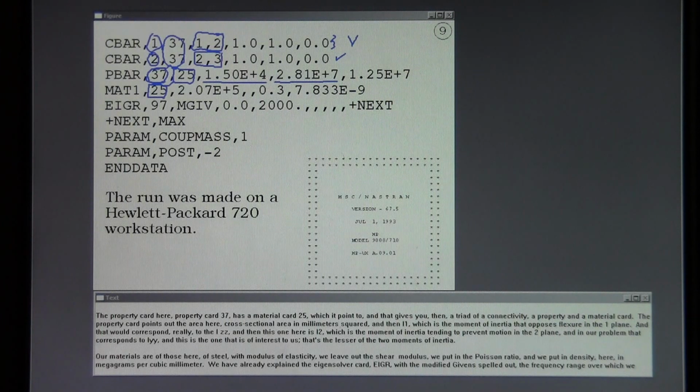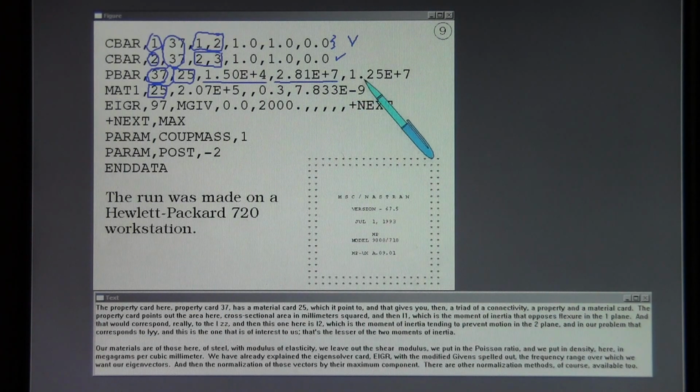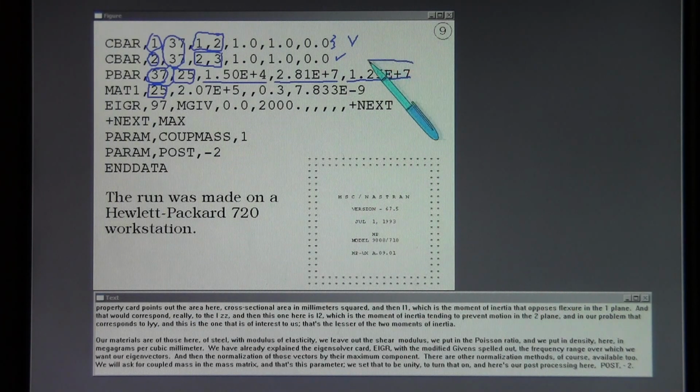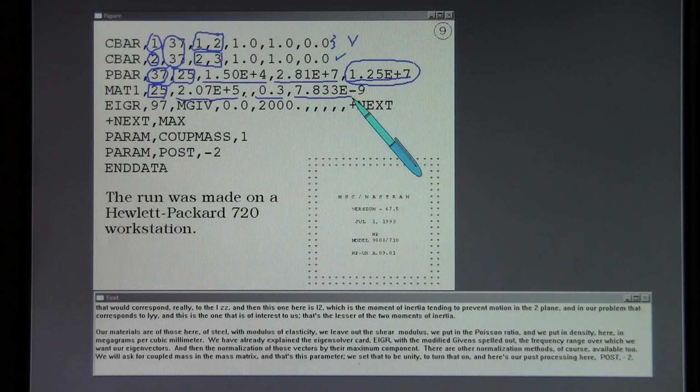IZZ. And then this one here is I2, which is the moment of inertia tending to prevent motion in the two plane, and in our problem that corresponds to IYY. And this is the one that is of interest to us. That's the lesser of the two moments of inertia. Our materials are those here of steel with modulus of elasticity. We leave out the shear modulus, we put in Poisson's ratio, and we put in density here in megagrams per cubic millimeter.